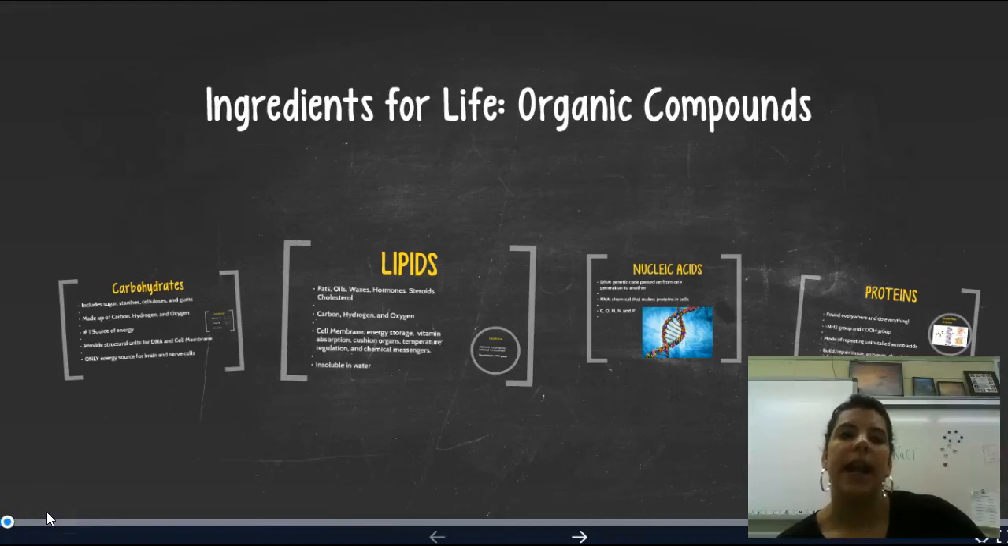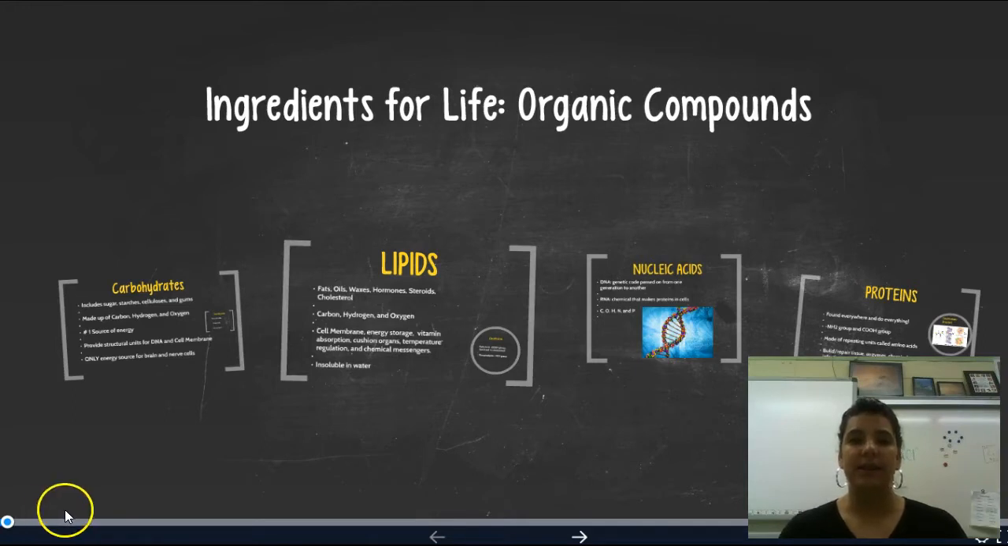Today we're going to look at the ingredients for life, otherwise known as organic compounds. These are the things that all living things, regardless of if you're a fungus or a bacteria or a toad or a human, have to have. They're the basic chemicals for life-sustaining functions. And so if we don't have these chemicals in the right amounts, then life cannot continue to exist.